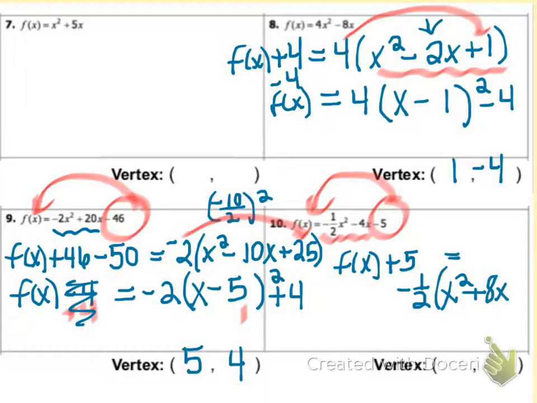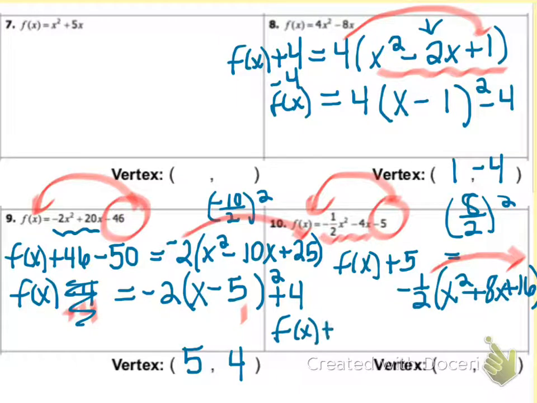So I have x squared plus 8x, and now I want to complete my square, so I take half of the 8, which is 4, and square it. So I'm going to add 16. But I really did not add 16 to the right-hand side. What I really did is add negative 1/2 times 16, which is negative 8. So over here on this side, with that f of x plus 5, I have to add a negative 8, or a minus 8, right? And then I have the negative 1/2.